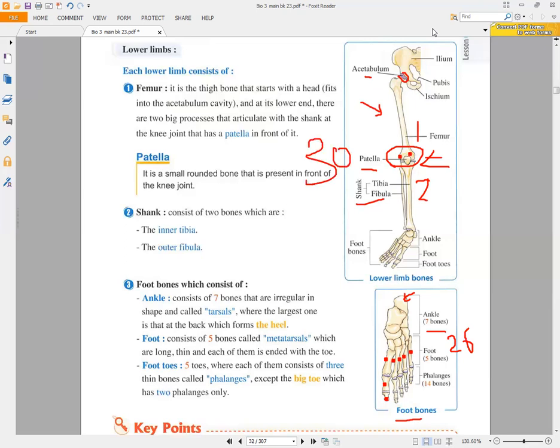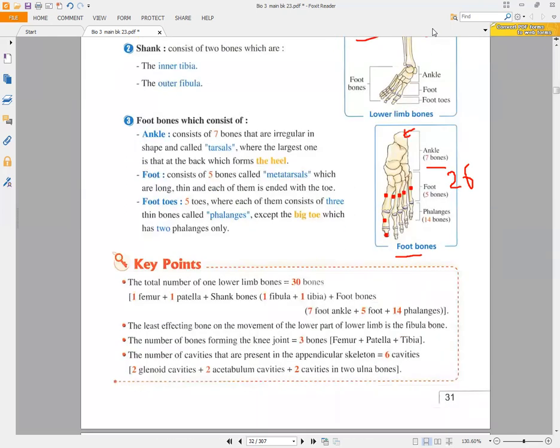But if I ask you about the total number of the upper limbs, they will be 30. Upper limbs and pectoral girdle, they will be 34, okay? Here, the lower limbs and pelvic girdle, they will be 32, okay?